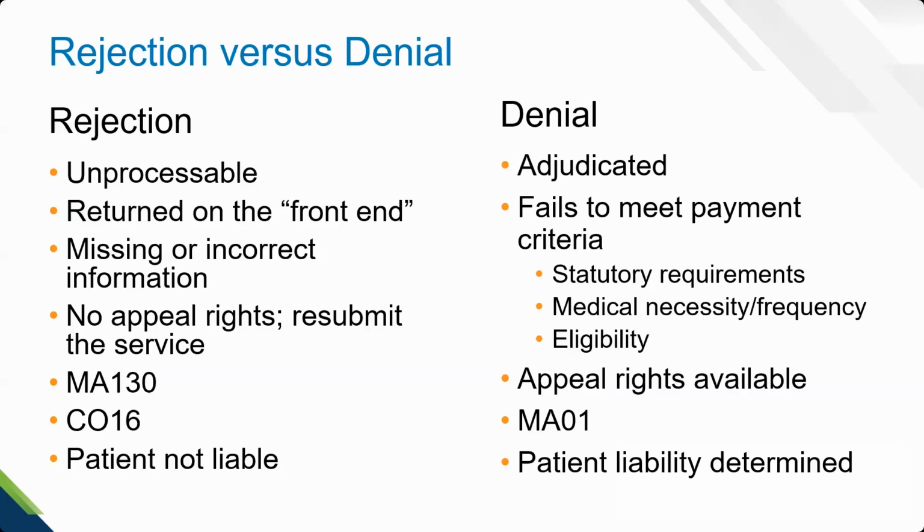For these claims, because they're never really adjudicated, there are no appeal rights. What you need to do is resubmit the service. Fix it and resubmit it. Now, there are codes that will appear on the remittance advice, which I'm going to talk about in just a moment, but an MA130 remittance advice remark code will tell you that the claim contains incomplete or invalid information and that no appeal rights are afforded because that claim is unprocessable. There will also be a CO16 group code on the remittance advice, and what that means is that the patient is not liable for payment.